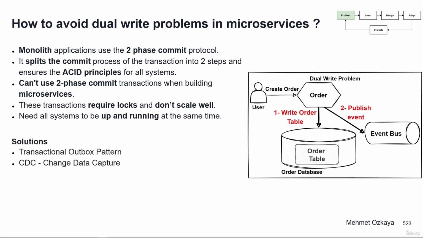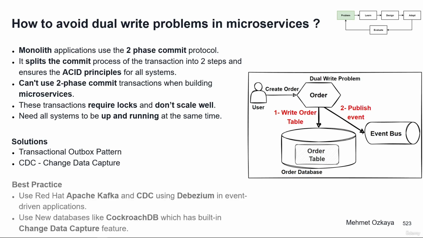The solutions are the transactional outbox pattern and CDC, which is the change data capture principle. Also, a best practice is that we can use the outbox pattern with Red Hat Apache Kafka and CDC using Debezium in order to avoid the dual write problem in event-driven applications. Or we can use new SQL databases like CockroachDB, which has a built-in change data capture feature. But before that, let's understand what the transactional outbox pattern is.